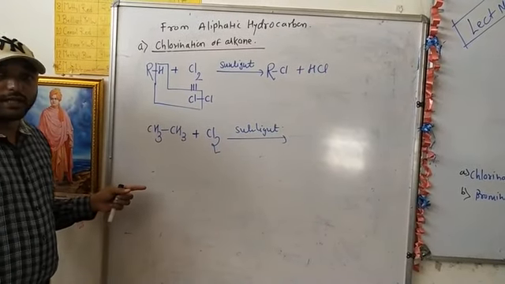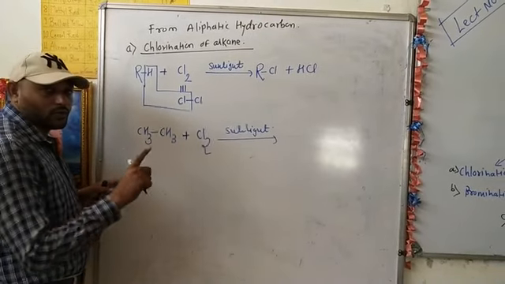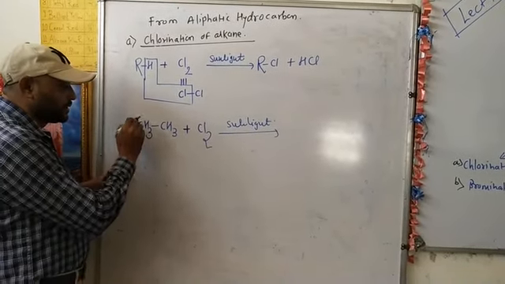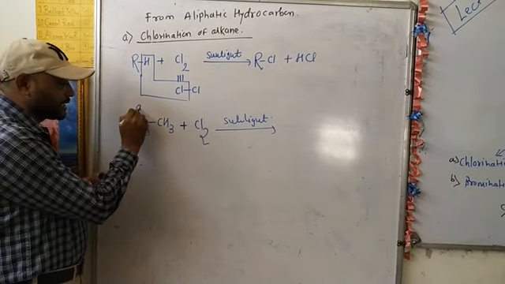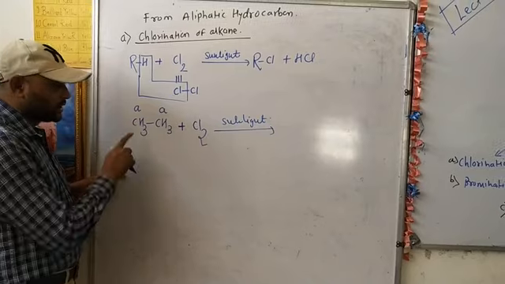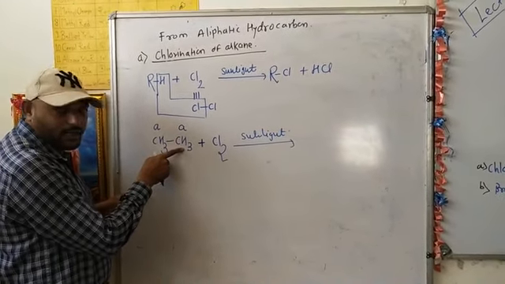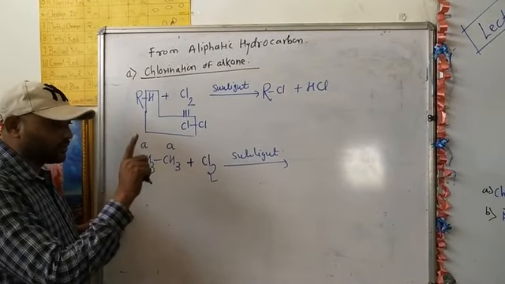So how to identify the product? Just look at the types of carbon atoms. Here there is only one type of carbon atom. If this CH3 is called A type, then this CH3 is also A type. So both are A type. So substitution carried out either from this A or from this A, we get only one product.